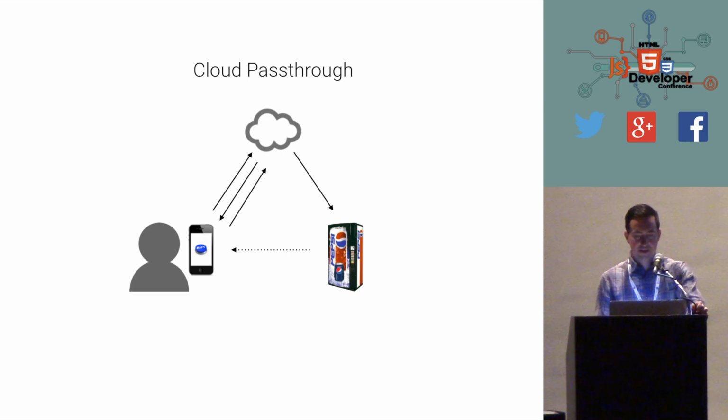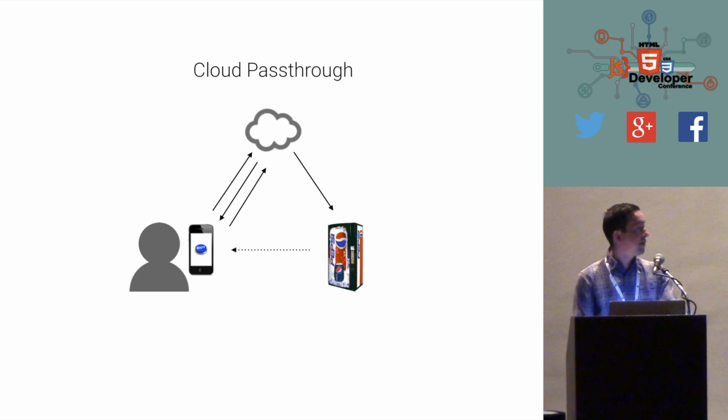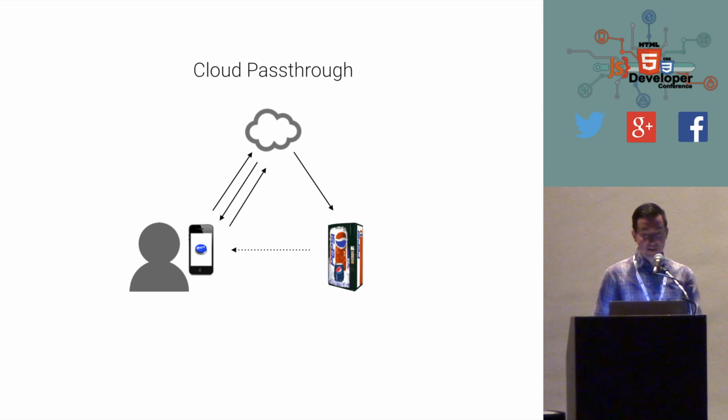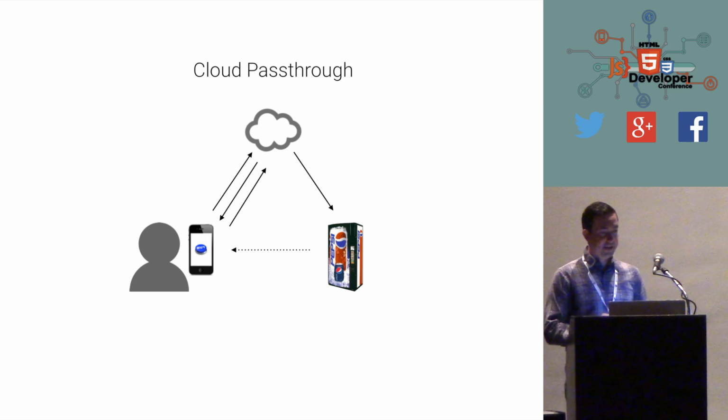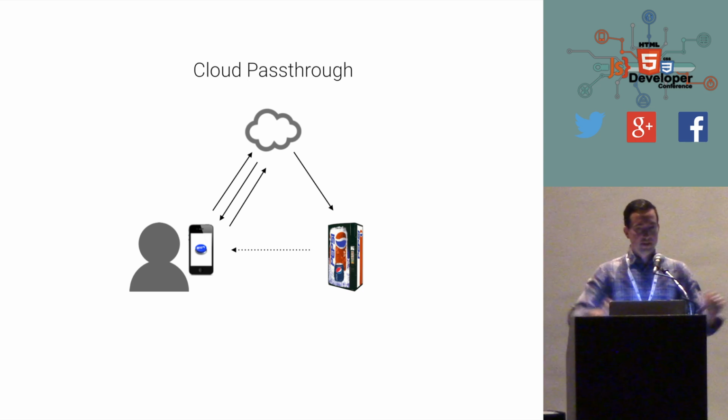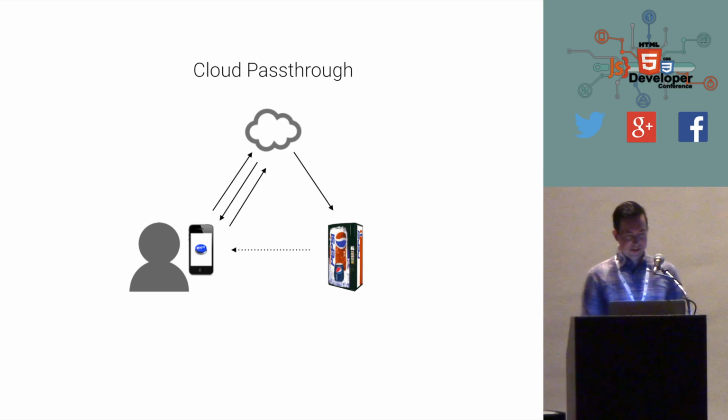The next use case is called the cloud pass-through. If you remember in the last example, the simple web, it was very unidirectional. It was just like this thing's broadcasting a URL, your device sees it and then goes to a web page. This case is bidirectional, in that you're interacting with the thing in front of you. So it's two-way directionality. For example, the user passes by a vending machine, which is broadcasting a URL.